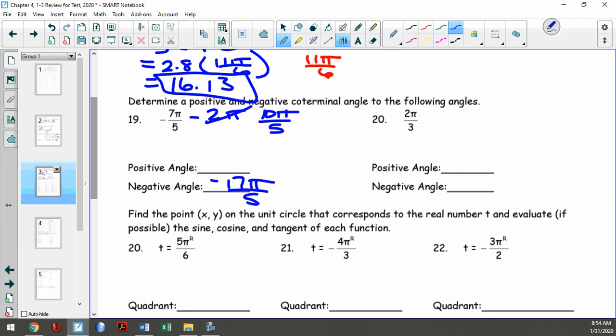Instead of subtracting 10 pi over 5, what am I going to do this time to find a positive? I'm going to add it, so what is negative 7 plus positive 10? 3 pi over 5. Do we see that, yes or no? We good on 19 and 20?